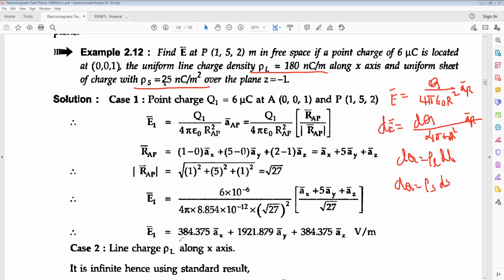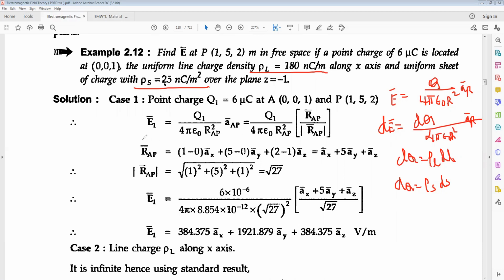Substitute dq as rho L here in the first case. In the second, rho L is equal to 180 nanocoulombs. And in the third, rho s is given. The first case is a point charge, Q is equal to 6 microcoulombs.